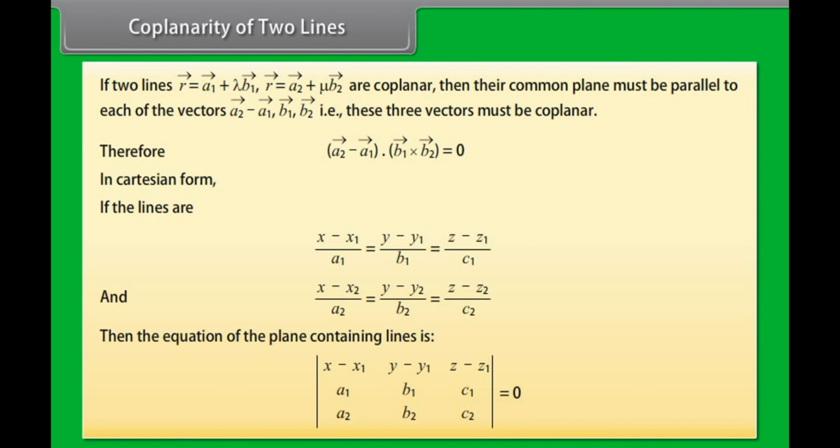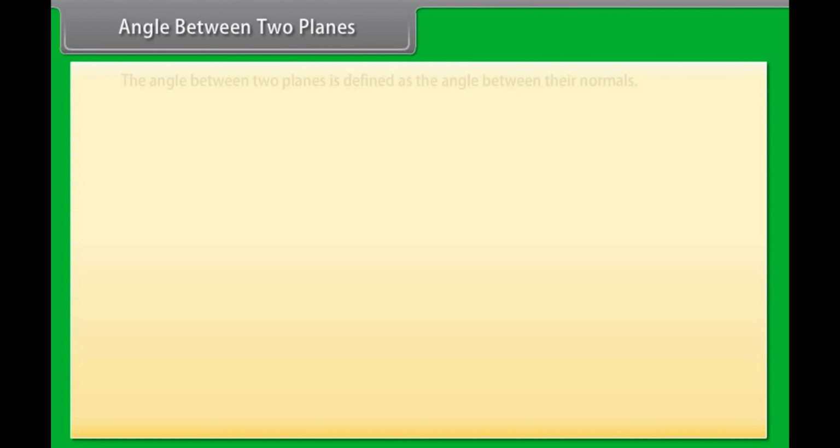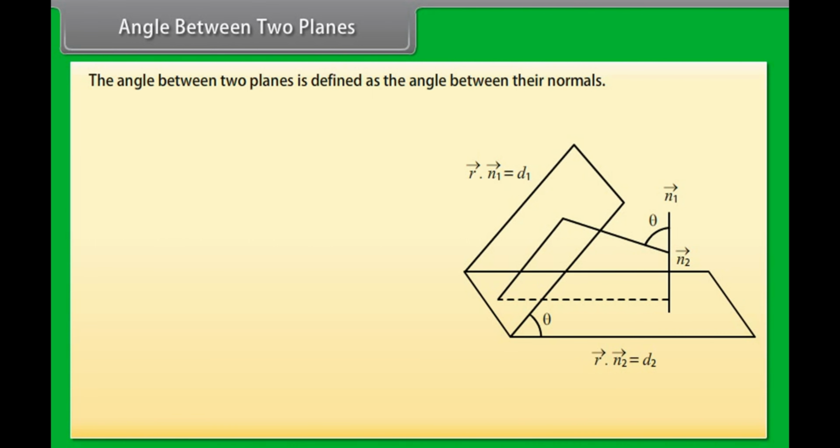First row: x minus x1, y minus y1, z minus z1. Second row: a1, b1, c1. Third row: a2, b2, c2 equals 0. Angle between two planes. The angle between two planes is defined as the angle between their normals.